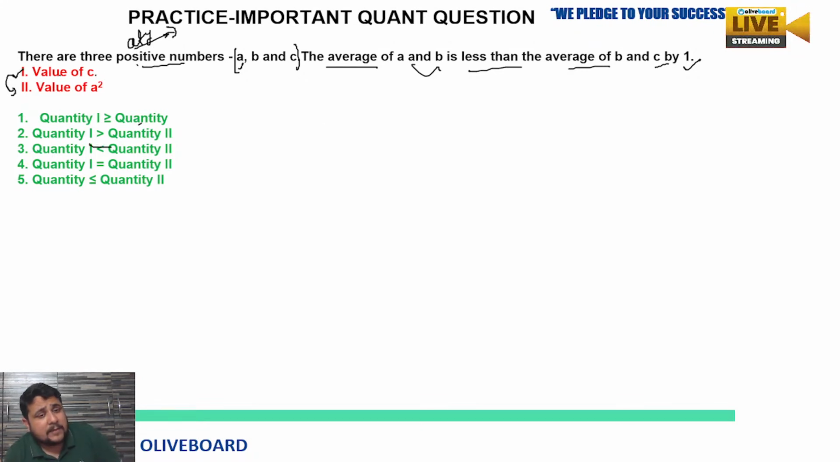Now the first statement, value of C. Second, value of A square. So now tell me which value is greater here.